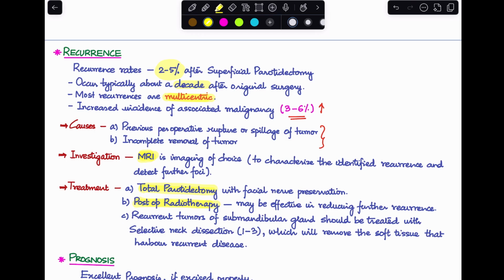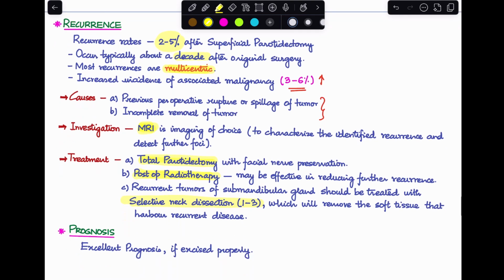In case the recurrence has occurred in a tumor of the submandibular gland, in that case we should treat it with a selective neck dissection of level 1, 2, 3. This will remove the soft tissue that will harbor the recurrent disease. So that's about recurrence. And lastly, pleomorphic adenomas have an excellent prognosis if it has been excised properly. If in case it has not been excised properly, there are high chances of recurrence, and we have just discussed that. So that's all about pleomorphic adenoma.